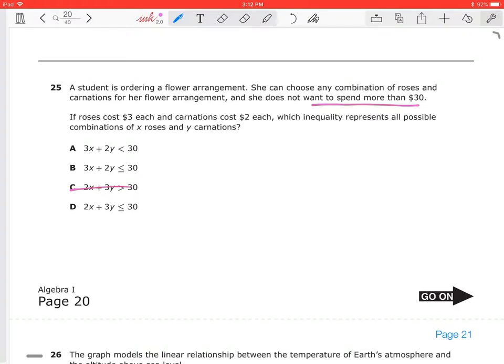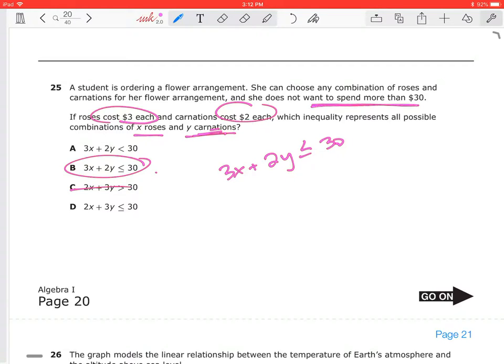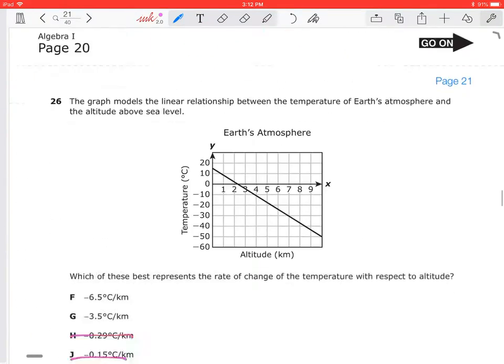If the roses cost $3 each and carnations are $2 each, which inequality represents all possible combinations of X roses and Y carnations? Okay, so 3X plus 2Y, because carnations are the Y value, less than or equal to $30. So then our answer choice is going to be B. And it says spend more than $30, so that can't be A because she can spend up to $30.